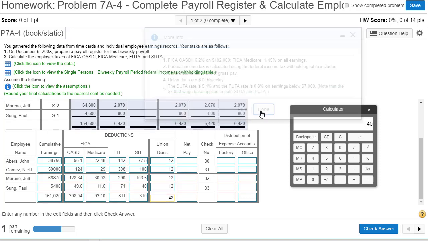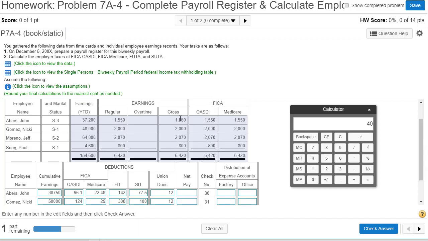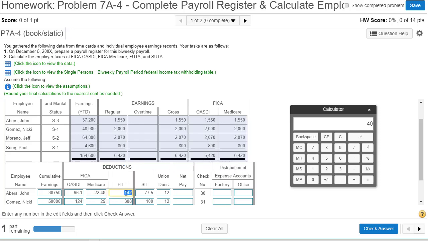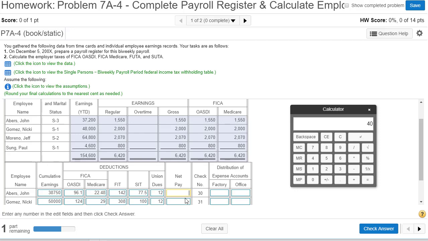Now we got to do net pay. This is the most tedious part, in my opinion. So, to calculate net pay, you're going to take their gross pay and minus all these, notice here's our deductions. You have to subtract the 96.1, 22.48, 142, 77.5, 12. And you might even want to put these in Excel if you know how to use Excel and have it do the math for you. You just have to plug in the numbers.